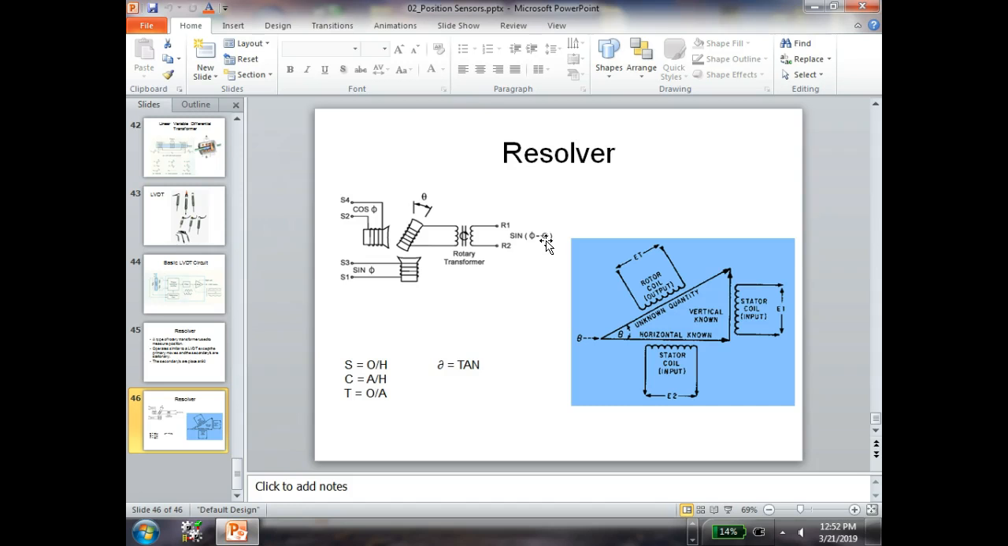Now, are these all the sensors that are going to sense position? Probably not. We have ultrasonics that we can use. What's ultrasonic?